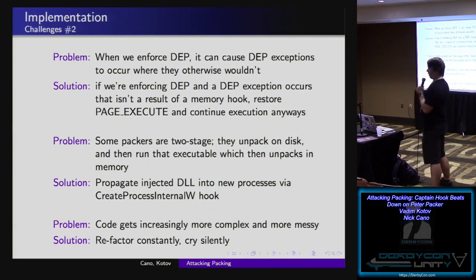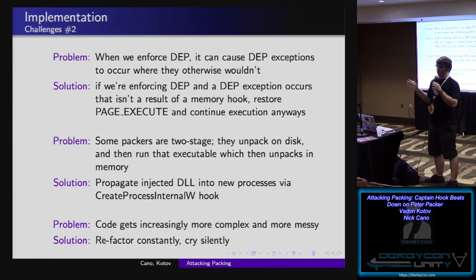And the biggest problem so far, the code just keeps getting more complex, more unreadable. There's all these weird hooks going on, all these flag checks of memory, all this other stuff. So the only solution we found for that is to just refactor and cry, because, yeah, it's getting ugly, and I really don't know how to fix it at this point.